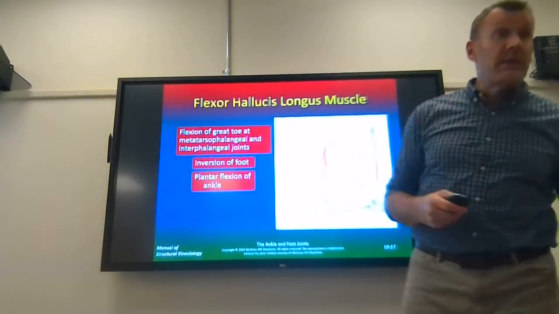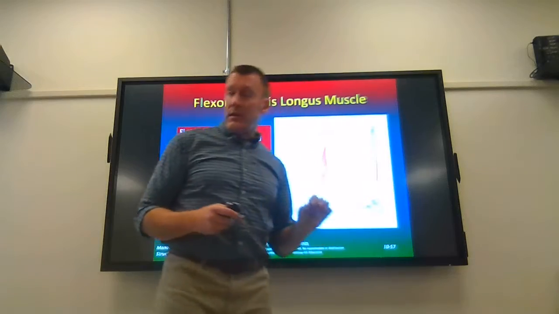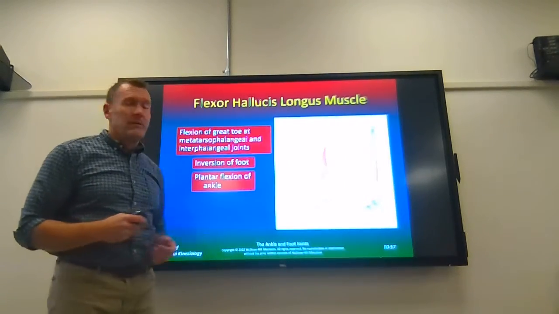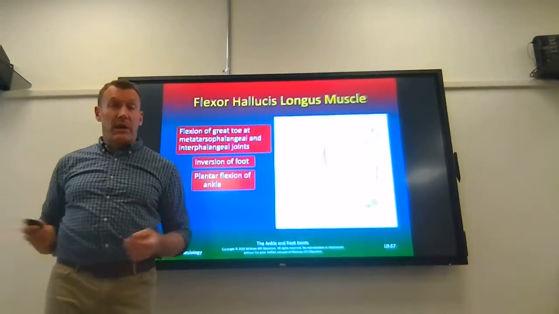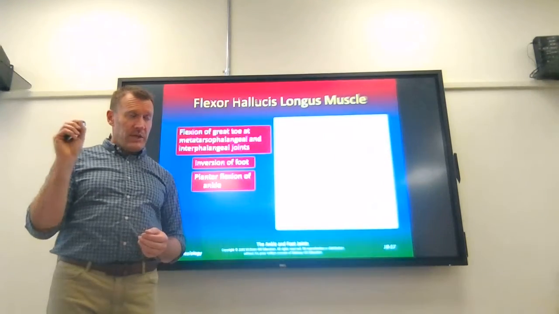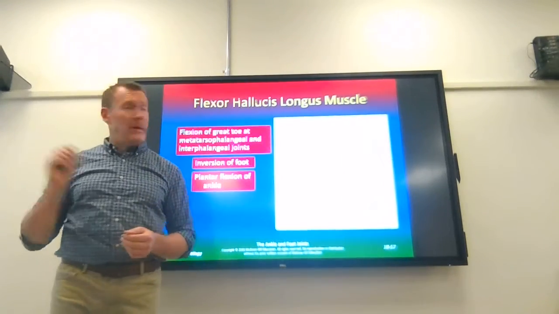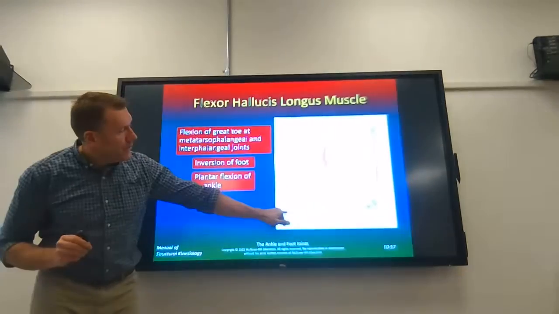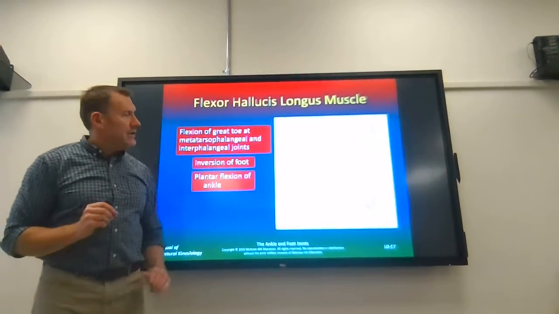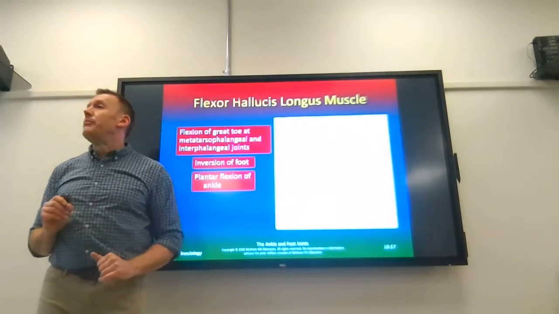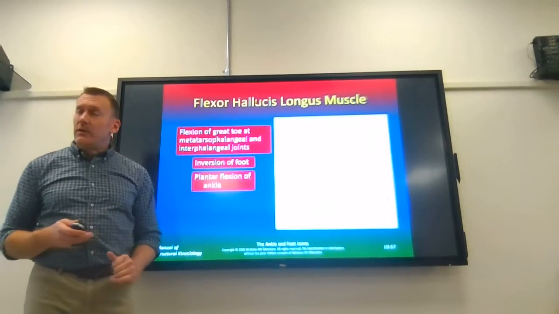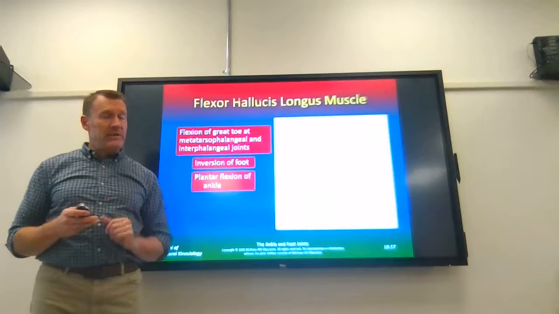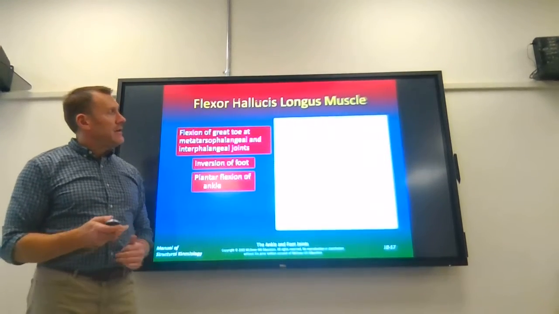And then flexor hallucis. So that's the third behind the medial malleolus. So more good test questions, right? 3 behind the medial malleolus, 2 behind the lateral malleolus. Okay. So this one goes all the way down to just past the interphalangeal joint of the great toe. So you can flex that interphalangeal joint of the great toe, and that's the muscle that does that.